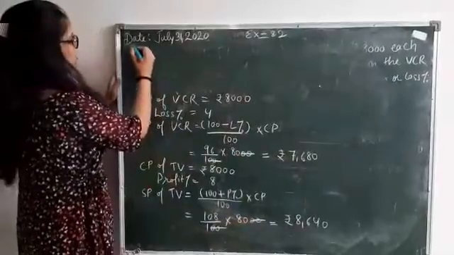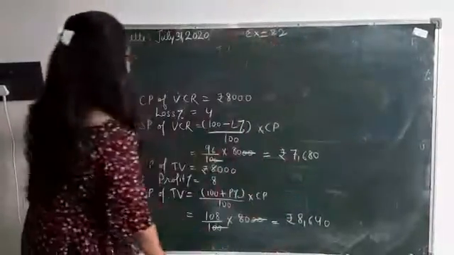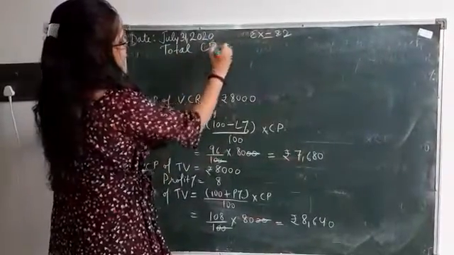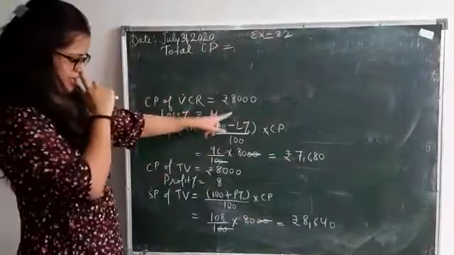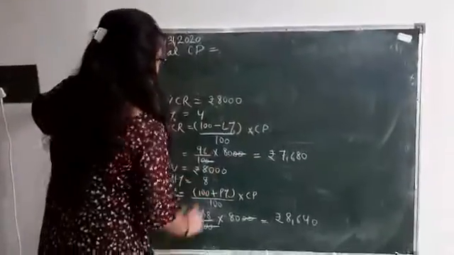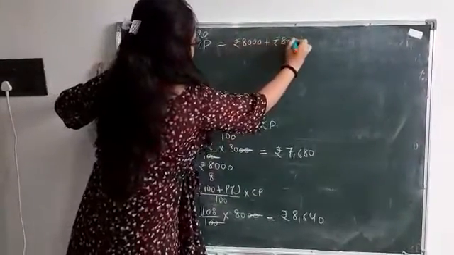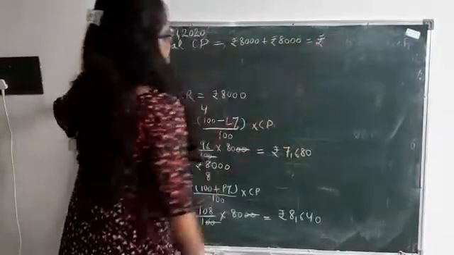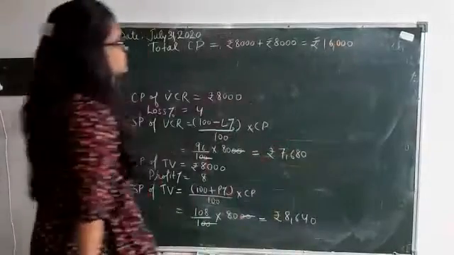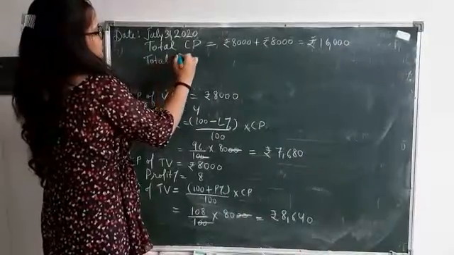Let's find out now. Let's find out the total cost price. Total cost price is equals to 8000 plus 8000. Rupees 8000 plus 8000 equals to 16,000. So 16,000 rupees is the total cost price. And let's find out total selling price.